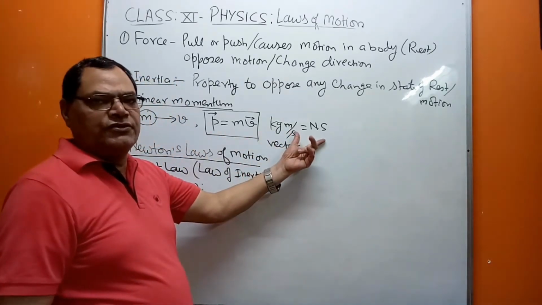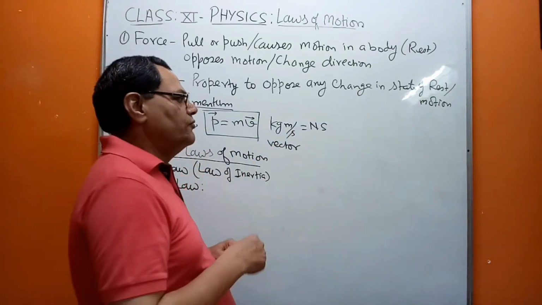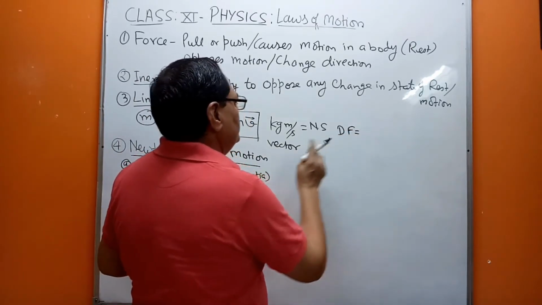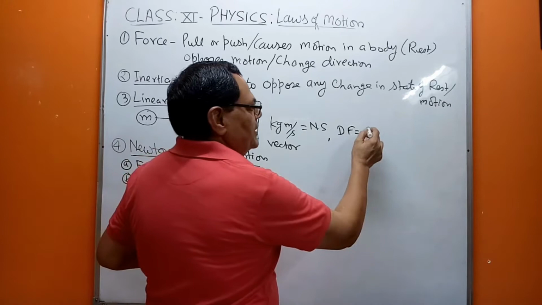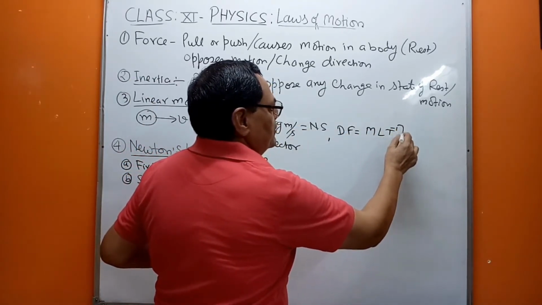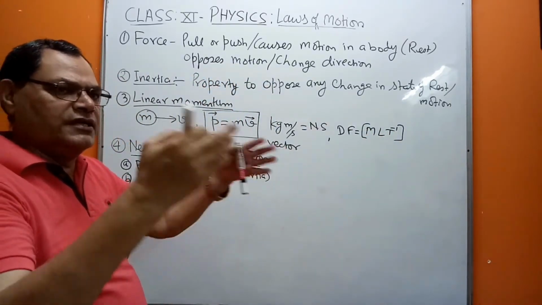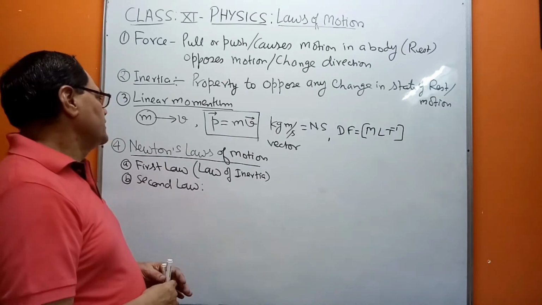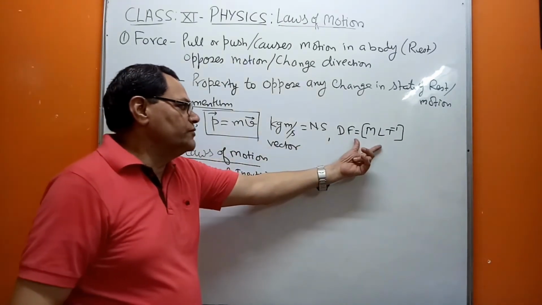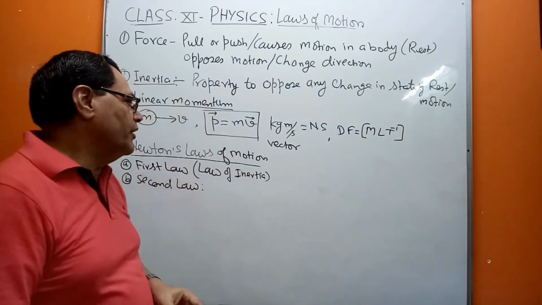What is the SI unit? Newton into second. And one more thing you can write down is the dimensional formula. So the dimensional formula will be mass, that is capital M, and velocity, that is LT to the power minus 1. So these are the 4 parameters we are supposed to give about any physical quantity: this is the vector quantity, this is the dimensional formula, this is the SI unit, this is the formula, and the definition we have already given.